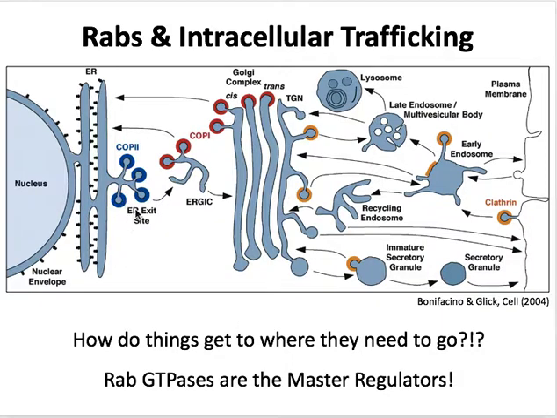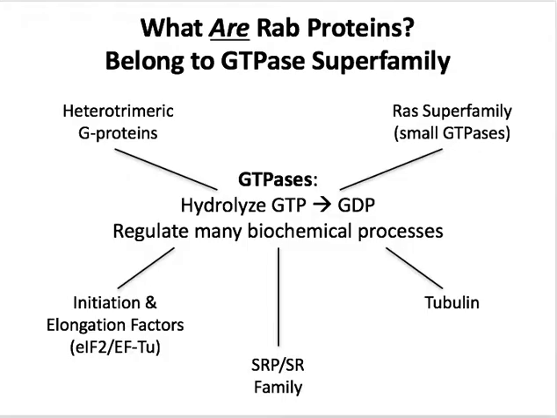The COP components like Sec23, 24, Sec31, and 13 help to build the coat, but they don't actually have the signposts or the zip code to tell that vesicle where to go. It turns out that there are proteins called Rab proteins, and these are some of the master regulators of intracellular trafficking, telling these vesicles where they should go. So let's take a step back and look at Rabs in general.